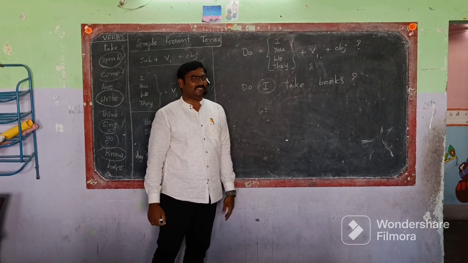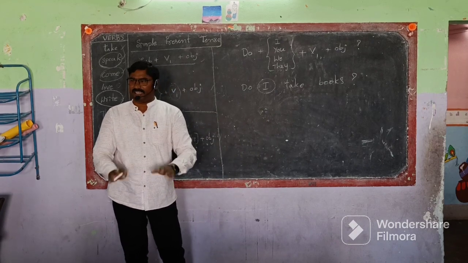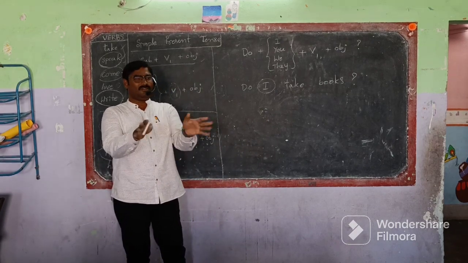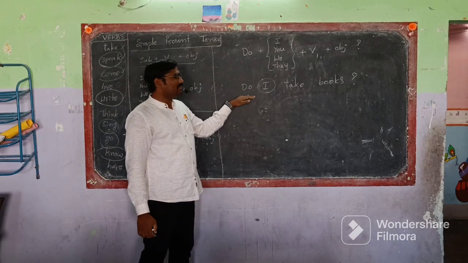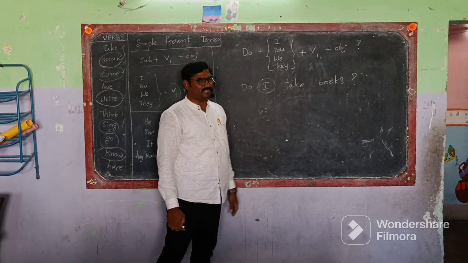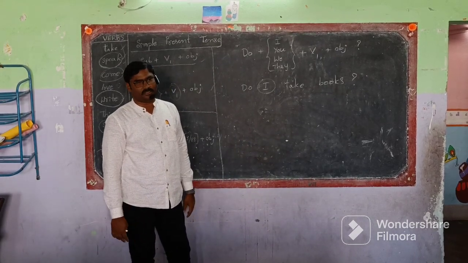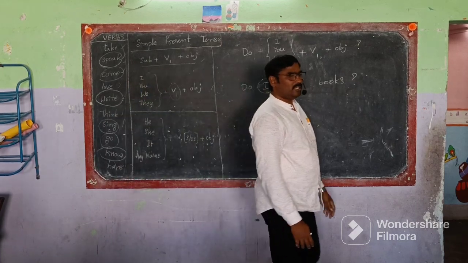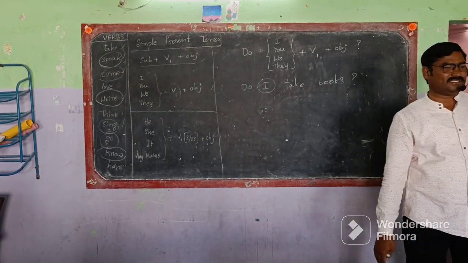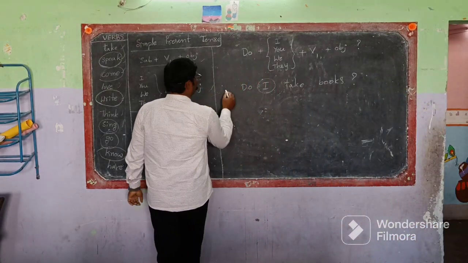So what is the answer for this? This is a yes or no type question. If you say yes, that answer ends. If you say no, the answer ends. Yes or no type questions. So, do I take books? The answer we reply is, I take books. Or the negative sentence, if you don't want to take the books, I don't take books.